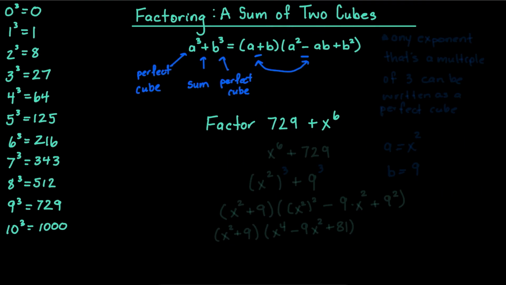And now we're asked to factor 729 plus x to the 6. I'm going to rewrite this as x to the 6 plus 729 because addition is commutative. I can move those around. You don't have to follow the formula the same way, but we know we like things in proper notation. So I'm going to put it in proper or standard notation first.